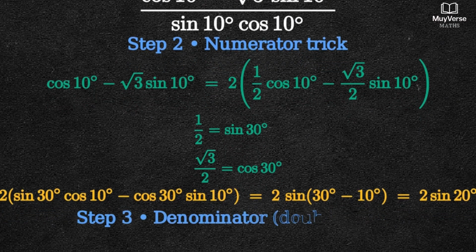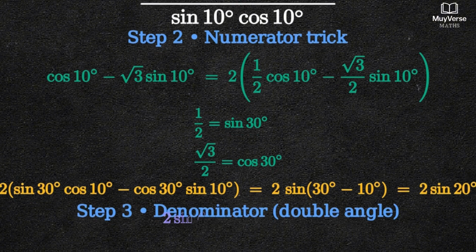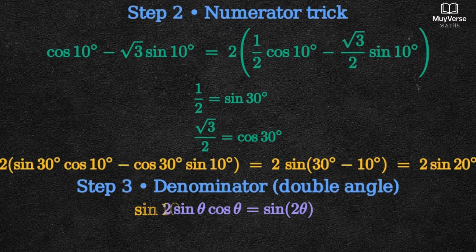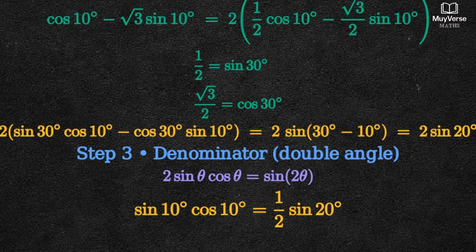Step 3. Simplify the denominator using the double angle identity. 2 times sine theta cosine theta equals sine of 2 theta. Therefore, sine 10 degrees times cosine 10 degrees equals 1/2 sine 20 degrees.